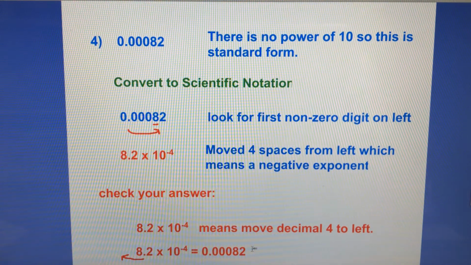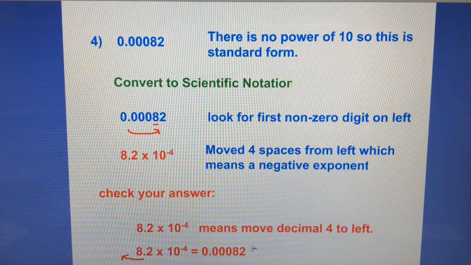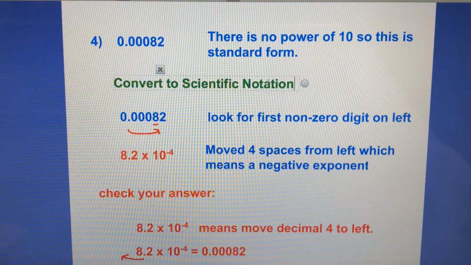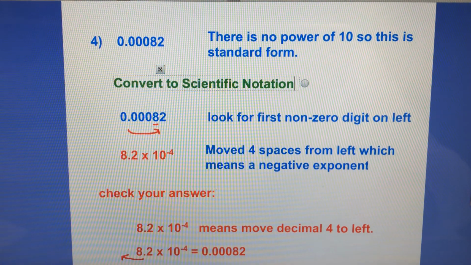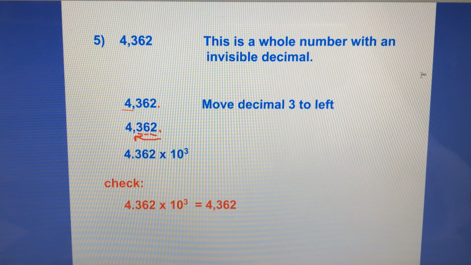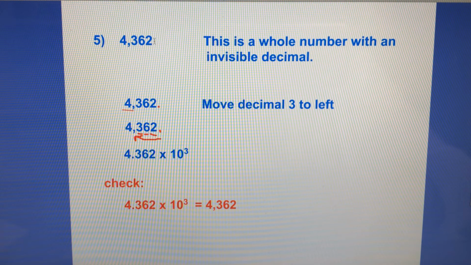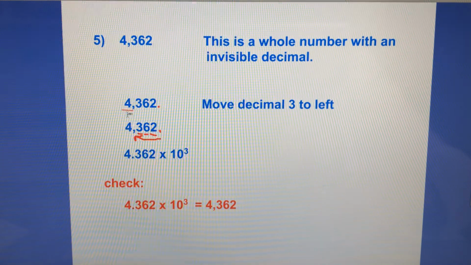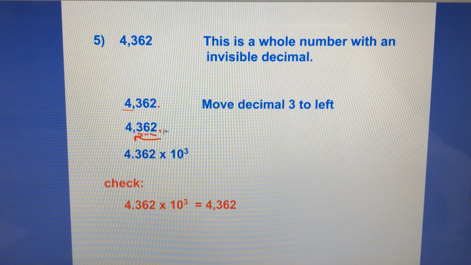Make sure you understand. And of course, you have the option to watch this video several times to make sure you understand scientific notation. One more slide. 4,362. This is a whole number. That means the decimal is invisible at the end. Put in your decimal. Underline my first non-zero digit. Move my decimal. I'm moving it to the left, but it started on the right.